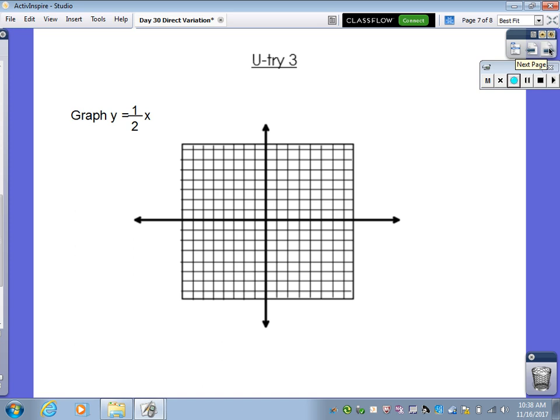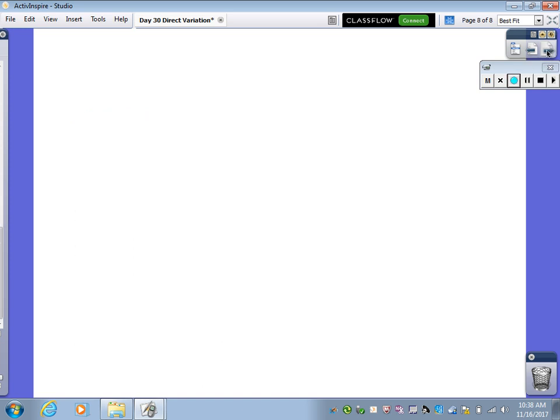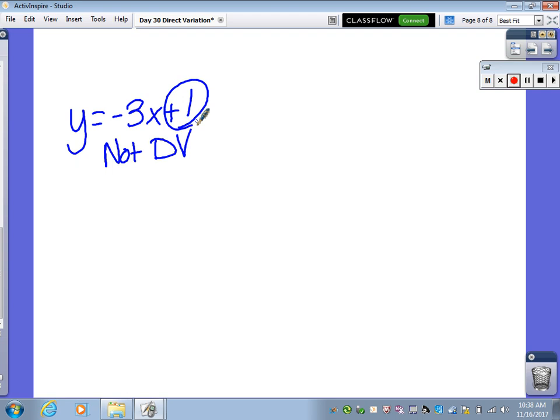And then one thing I want to tell you just real fast, this is not on your notes, but it's a good thing to know, and we'll talk about this more next class, is you have to be able to identify if something is direct variation or not. So this example here is not direct variation because it has a constant. This is an example of direct variation because there is no constant, and it's y equals kx. Okay, we'll work more on this next class.